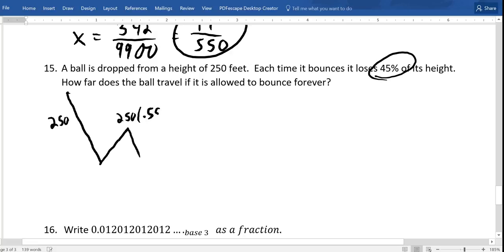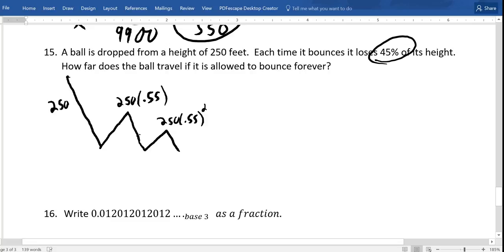250, but we need 55% of it, and that's going to bounce up again, but lower, and that's going to be 250 times 0.55 times 0.55 again. That's going to keep on repeating and repeating and repeating. Because we have this value here twice, right? One up, one down, and one up, one down.